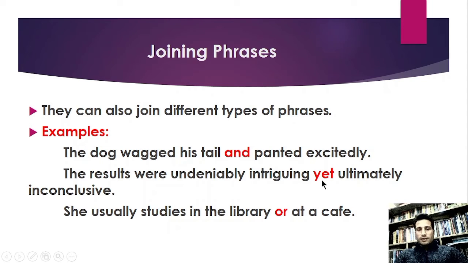So again, yet is a coordinating conjunction, sorry. She usually studies in the library or at a cafe. So at a cafe is a phrase and it is joined with the rest of the sentence with the help of or.